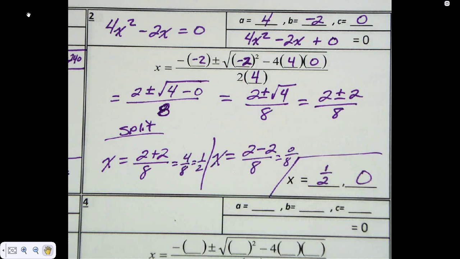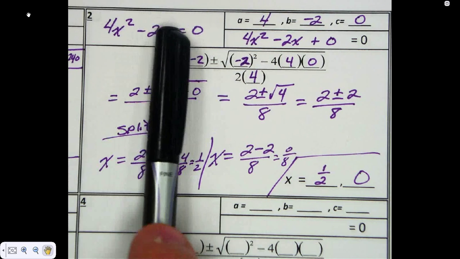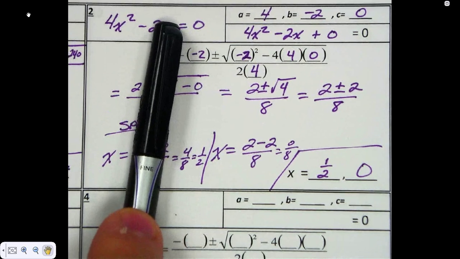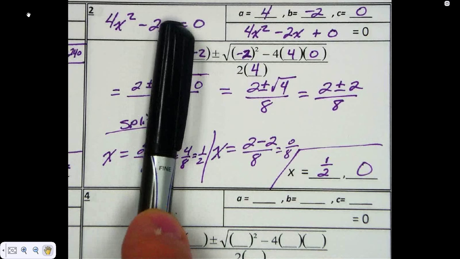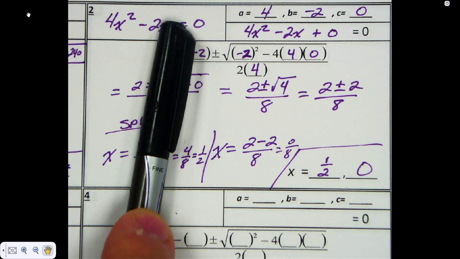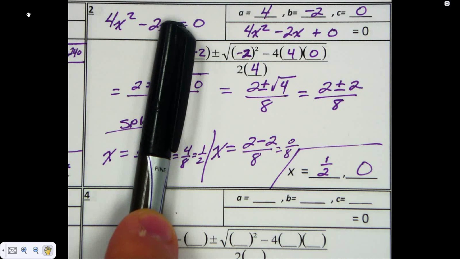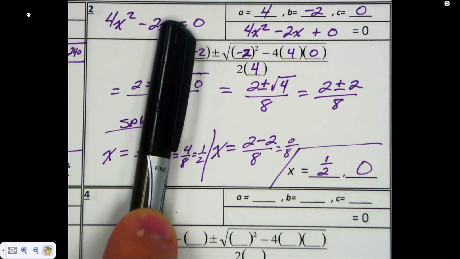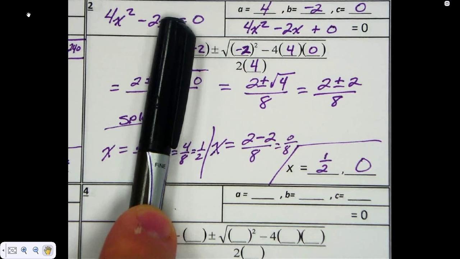Now, what would happen if it was something like this, except that, what if that had been 4x squared minus 2 equals 0? Can anybody tell me what the difference would have been? If this, instead of being 2x, it was just 2. What would have changed? B would be different, right? C would have been -2, wouldn't it? Which one would have been 0? B. So it just would have changed where you put stuff, wouldn't it have?